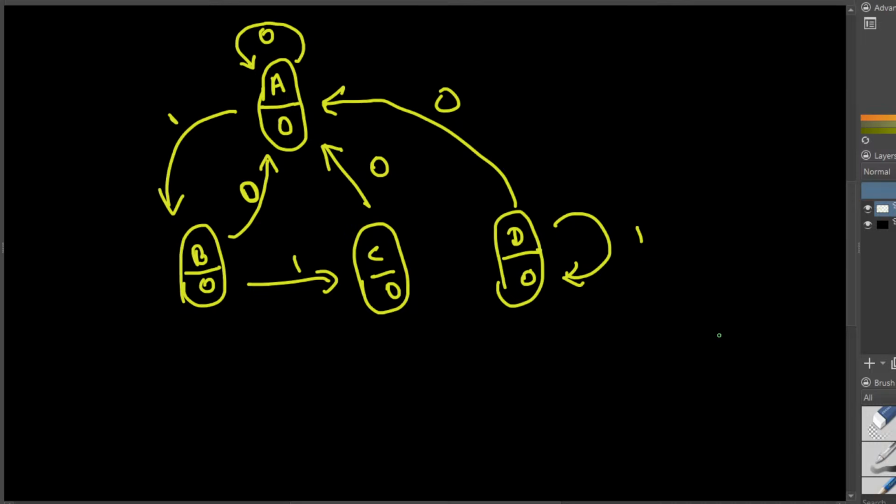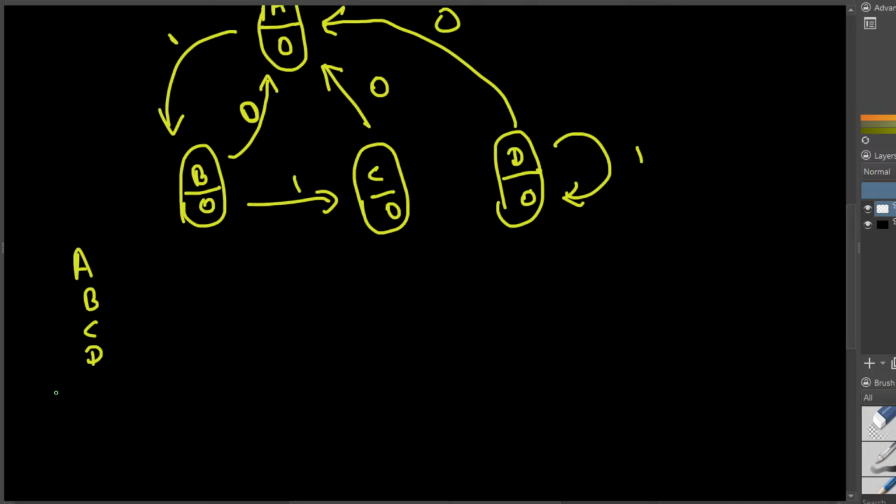Okay, so here what are these A, B, C, D? These are the states. A, B, C, D. These are the states. And let's say input is equal to X. Input is X. Output is Z.